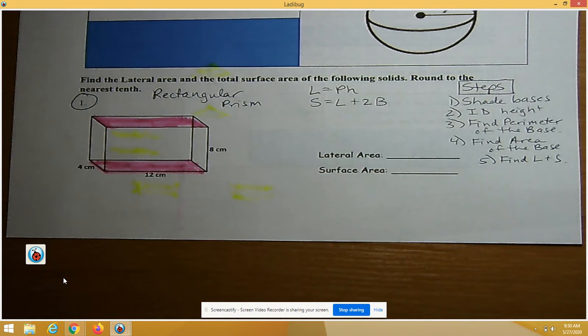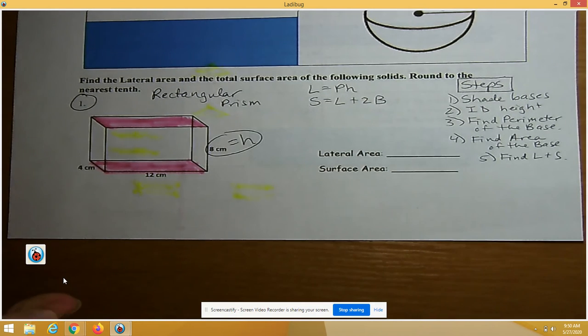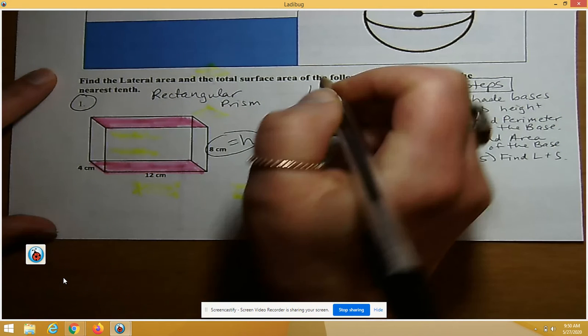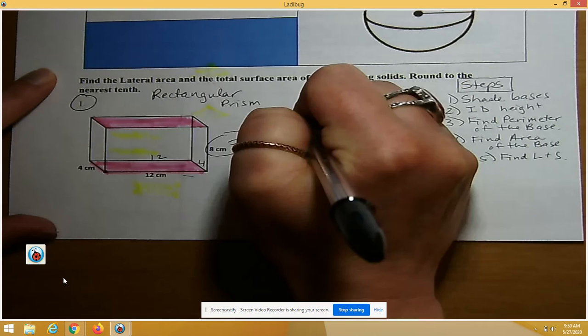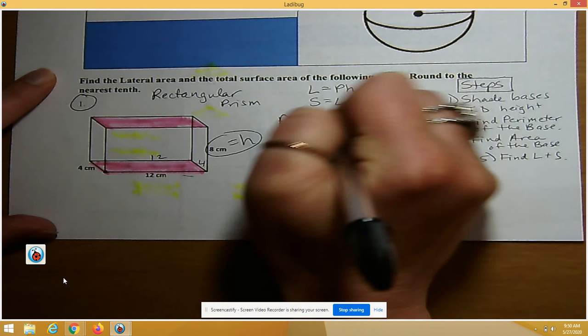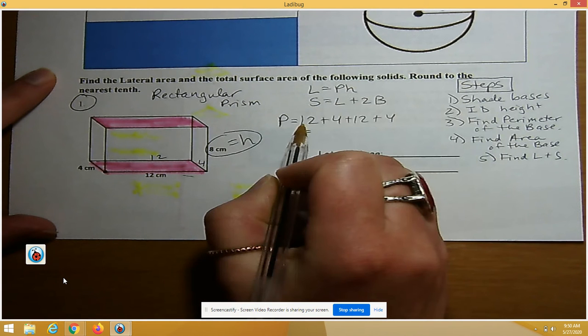Next, we're always going to find the perimeter of the base and the area of the base. So the perimeter of this base, I just kind of pick a starting point. This is 12. This is going to be another 4. This is 12. So 12 plus 4 plus 12 plus 4. So it's going to be 16. 16 times 2 is 32. And then my units is centimeters.